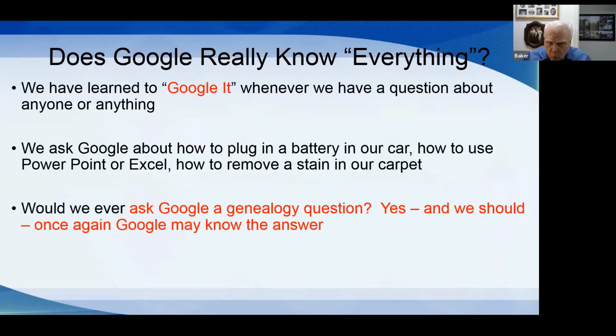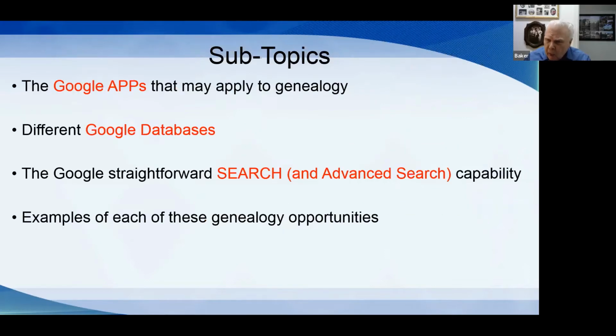Now, where we're coming from with Google is that whenever a question comes up, and it can be anything, we just sort of say, Google is going to know. And so we'll Google it. If we want to know how to plug in a battery in our car, if we want to fix a stain on the carpet, whatever we want, Google, we figure, is going to know, and they usually do. And so now the question is, how about genealogy? Does Google know anything about that? And the answer is maybe more than you think that they do.